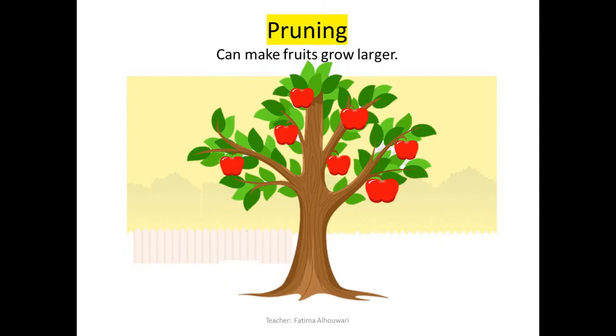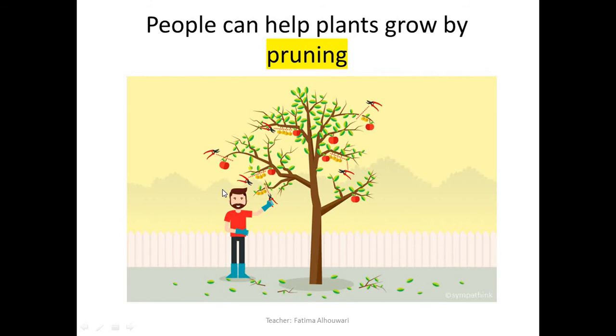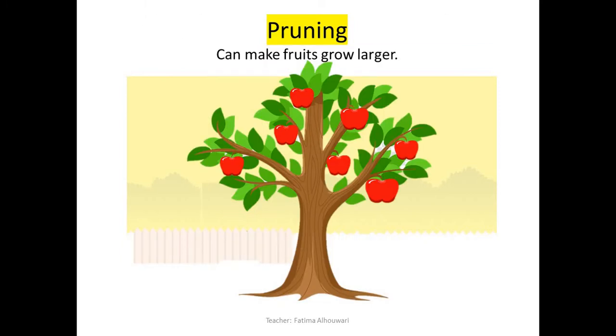Because the plants will grow more healthy, like this. After a while, this plant will grow like this. Now it has larger fruit. Let's see again. It looked like this, but after pruning and after a while, it looks like this. So, pruning is good for plants. Interesting. Let's learn more about plants, grade 1.